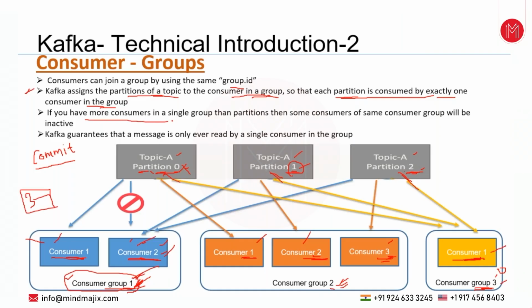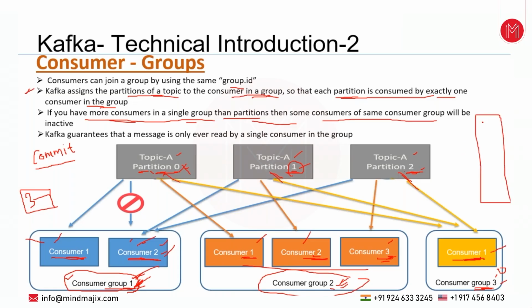If we have more consumers in a single consumer group than the available partitions, then some consumers of the same consumer group will be inactive. See this point. For example, there is a consumer group, and in this consumer group, let's assume there are 5 consumers: consumer 1, consumer 2, consumer 3, consumer 4, consumer 5. So one consumer group and 5 consumers are using the same consumer group ID.